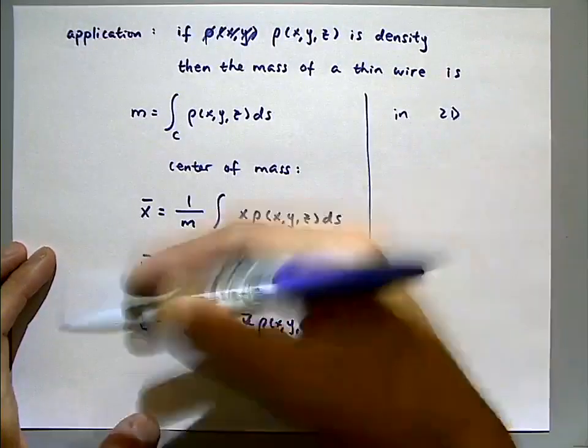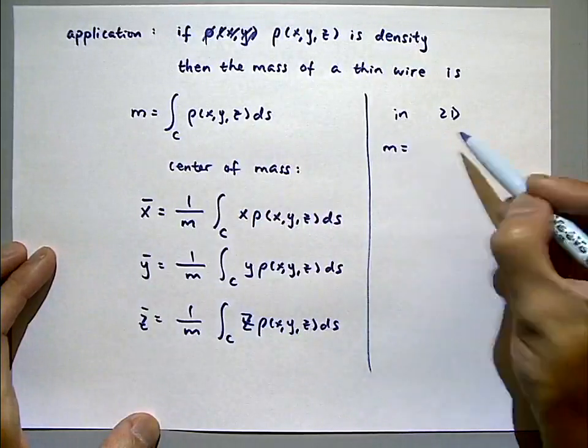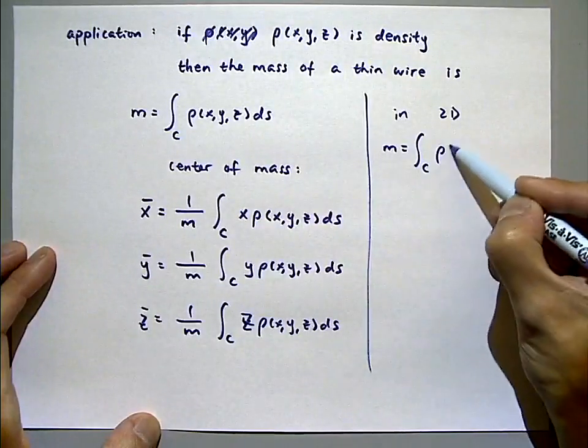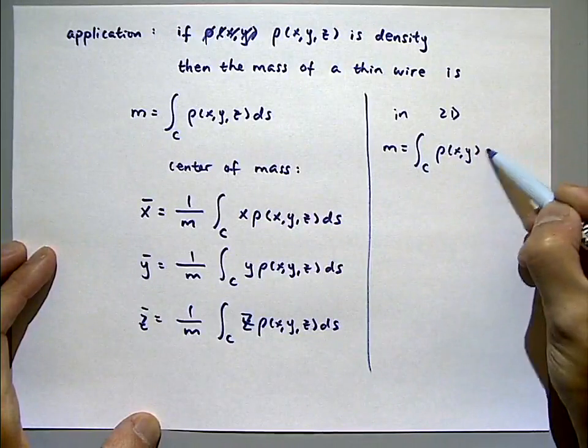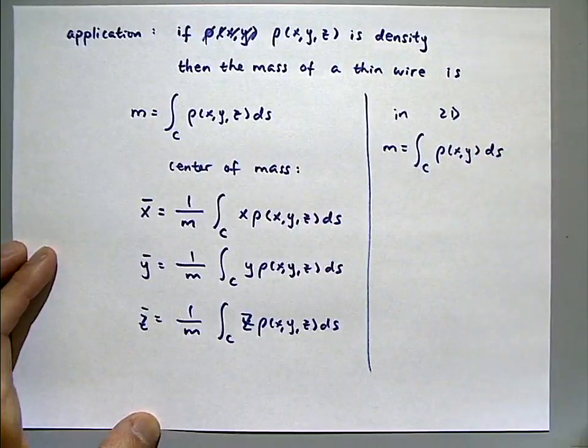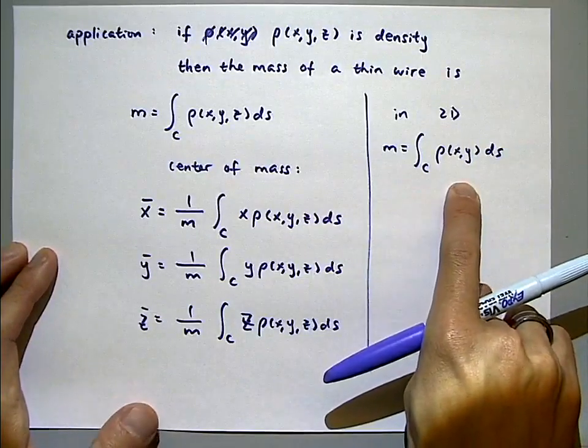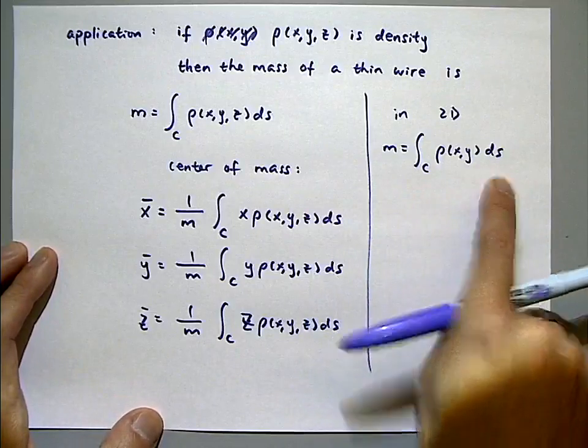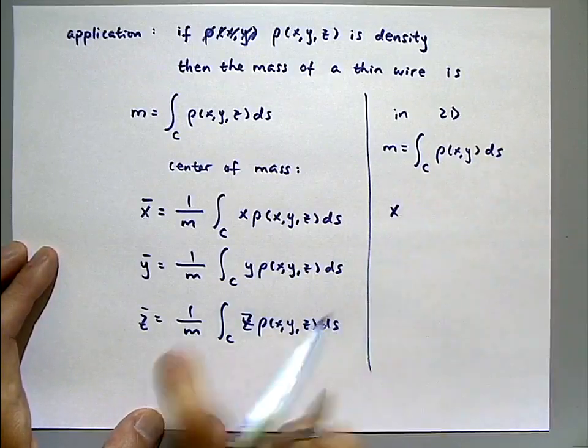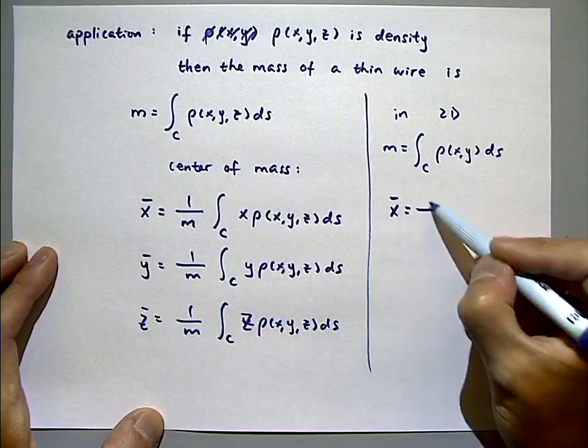In 2D, we have almost the same thing. You could just have a wire that lies in the x and y plane. So rho is, again, just the density along the arc length. In 2D, there's no z, so just the x bar and y bar.